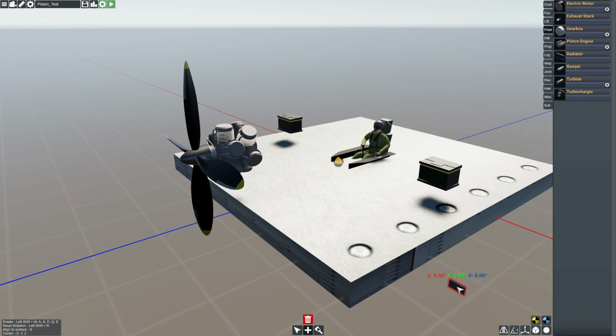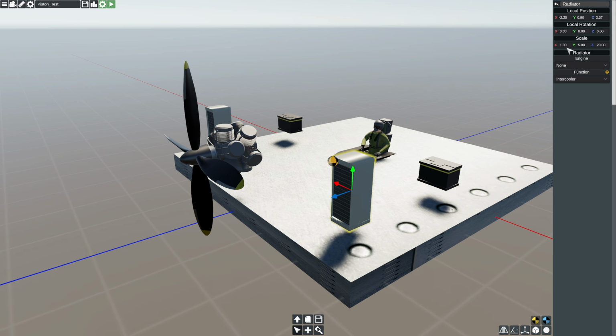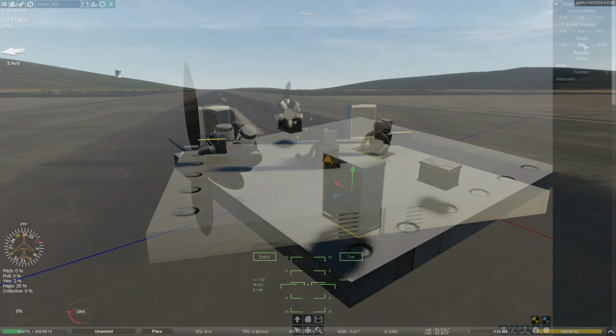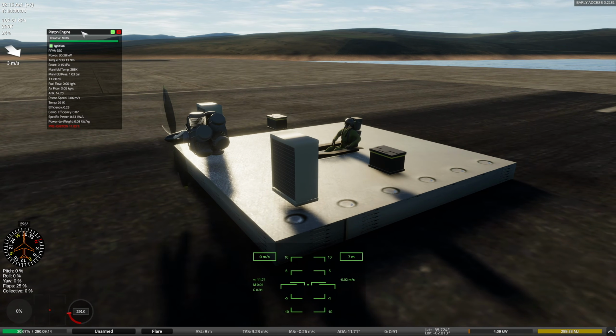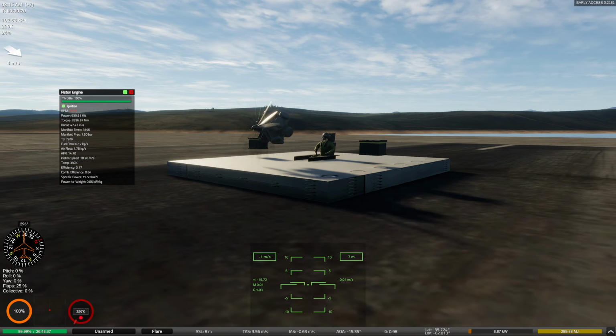Intercoolers are made by switching the radiator part's function to intercooler. Be sure to select the target engine too. Intercoolers will only work when the engine is throttled up. Be sure that your engine is designed so that preignition does not occur while at idle or low throttles, otherwise your intercoolers will need to be very large and heavy to prevent preignition at higher altitudes.